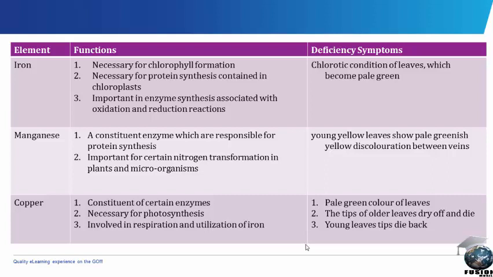Copper. Copper is a constituent of certain enzymes and it is necessary for photosynthesis. It is also involved in respiration and utilization of iron. Deficiency in copper causes pale green color of leaves. The tips of older leaves dry off and die, and young leaf tips die back.